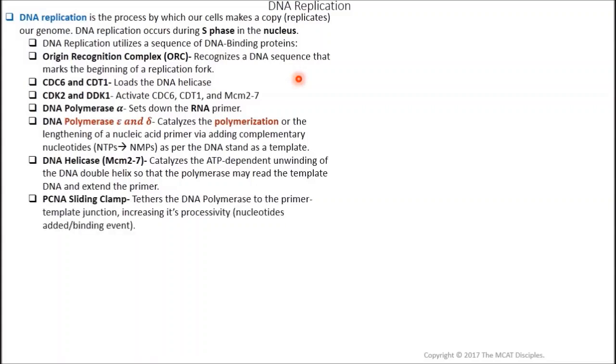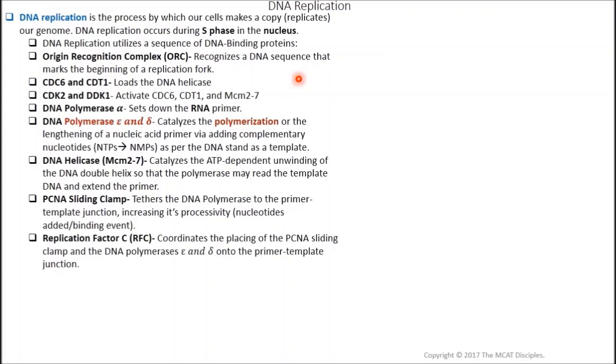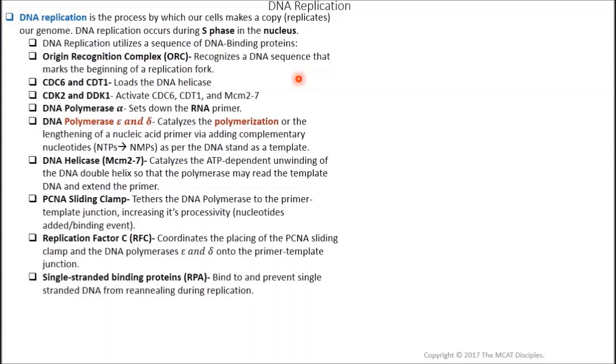The PCNA sliding clamp tethers the DNA polymerase to the primer-template junction, increasing its processivity, or the nucleotides added per binding event. Replication factor C coordinates the placing of the PCNA sliding clamp and the DNA polymerase epsilon and delta onto the primer-template junction. Single-stranded binding proteins, or RPAs, bind to and prevent single-stranded DNA from re-annealing or rehybridizing during replication. Flap endonuclease 1, or FEN1, cleaves the flap DNA from the lagging strand.